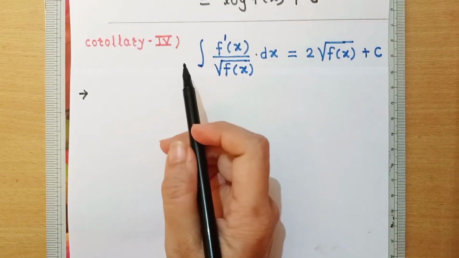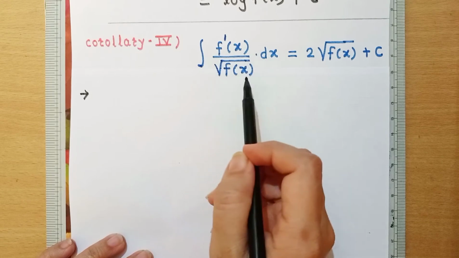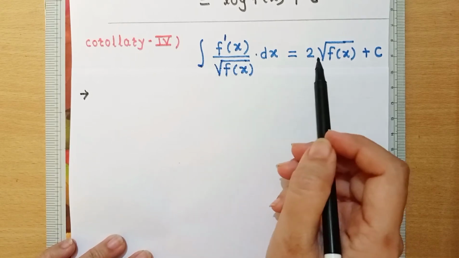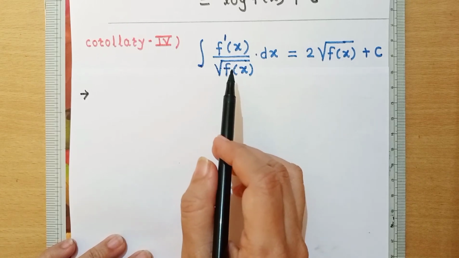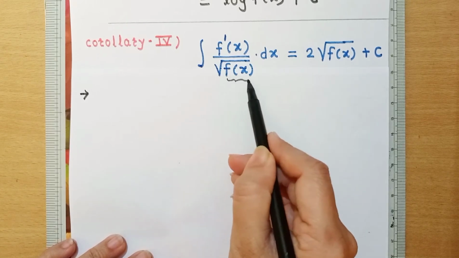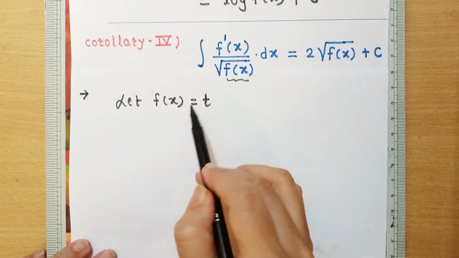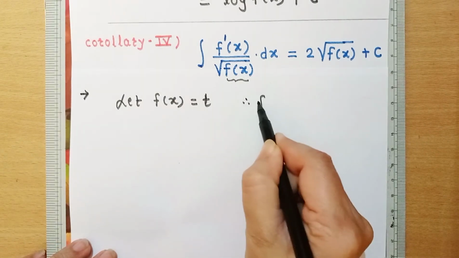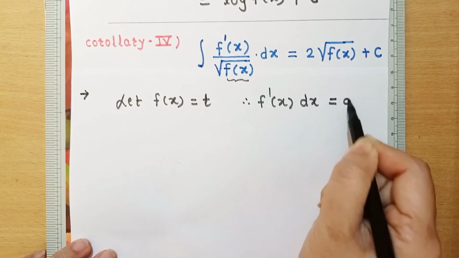And this is our fourth corollary. Integration of f dash x upon root f x dx equal to 2 root f x plus c. So again we will start from LHS. First we will substitute f x equal to t. Therefore, differentiating this, f dash of x dx equal to dt.